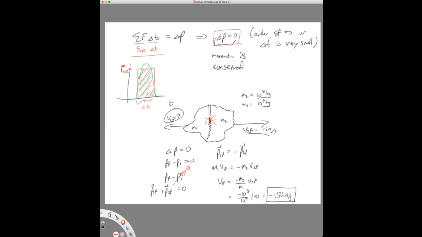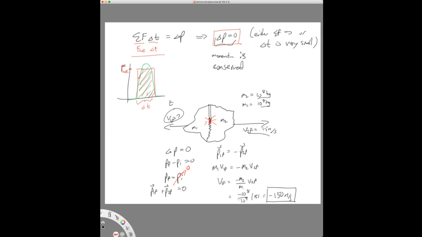So if my V2 final is exactly on the x-axis, then V1 final must be on the negative x-axis. There's no room for it to go anywhere other than the exact opposite direction, and its speed is determined by the ratio of these masses. So this is a very, very powerful equation.